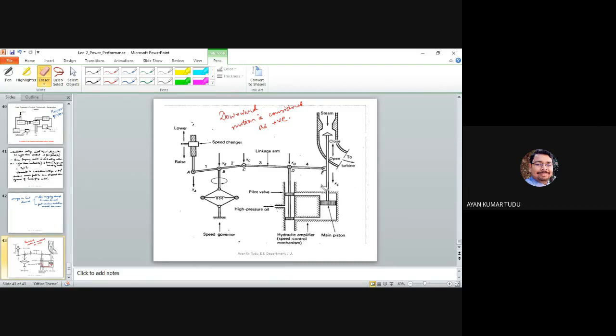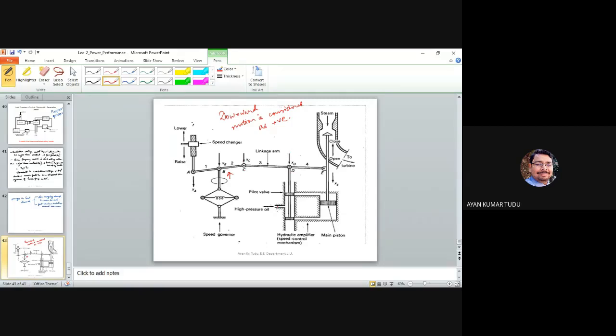Understood? Similarly, when the speed is less than the synchronous speed, the fly balls will contract, and this point B will be moving upwards. By the same mechanism, if B is moving upwards, C is moving upwards, and C moving upwards means D is moving upwards.